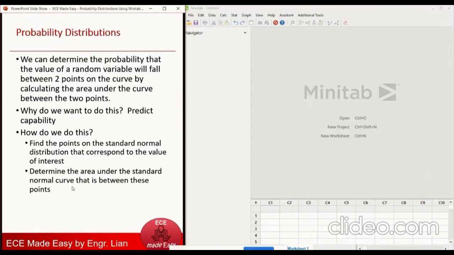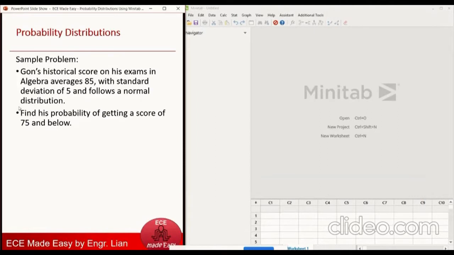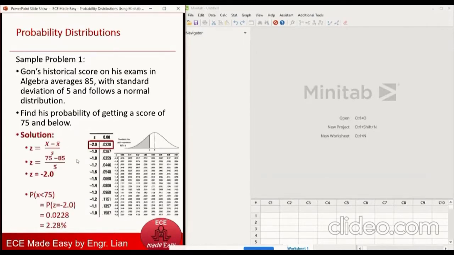Now, let's get straight to the point. To understand better, let's check the sample problem. Gon's historical score on his exams in algebra averages 85, with a standard deviation of 5 and follows a normal distribution. Find his probability of getting a score of 75 and below. So to get this probability, we'll follow this solution.